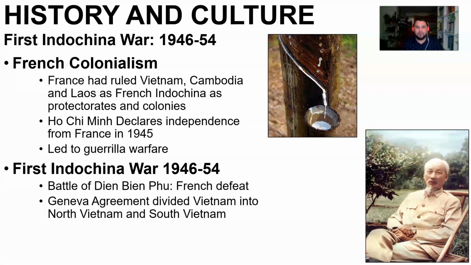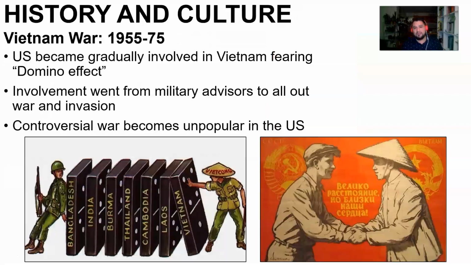One of the most well-known figures, of course, is Ho Chi Minh, who will be the first president of Vietnam, who will help kick out the French and also defeat the Americans. So the Geneva Agreement that the Vietnamese didn't want, the United States and France wanted this. The Geneva Agreement divided Vietnam into North Vietnam and South Vietnam. And this is when the United States is going to get more involved.